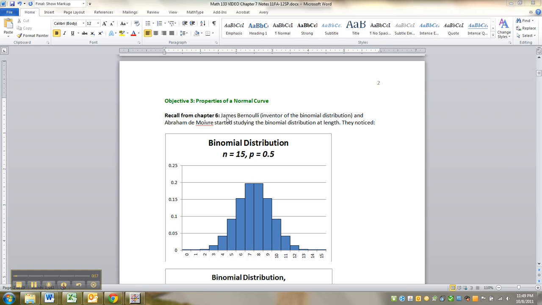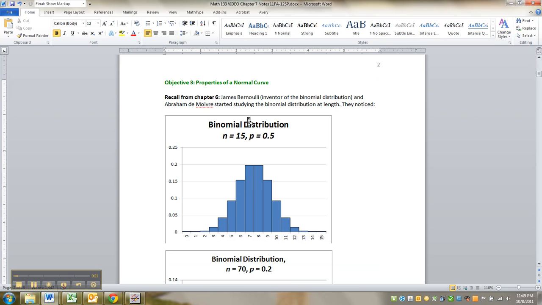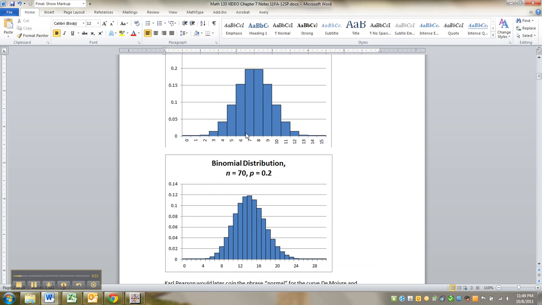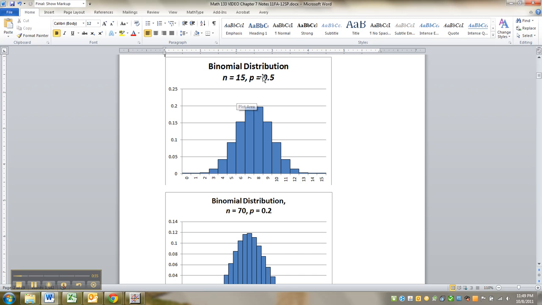I wanted you to remember from chapter 6 that James Bernoulli, who thought of the properties of a binomial distribution, and Abraham de Moivre started studying the binomial distribution at great length. They noticed that when p was equal to 0.5, or a middle of the road number like 0.4 to 0.5 to 0.6, the bars on a histogram would form this shape.